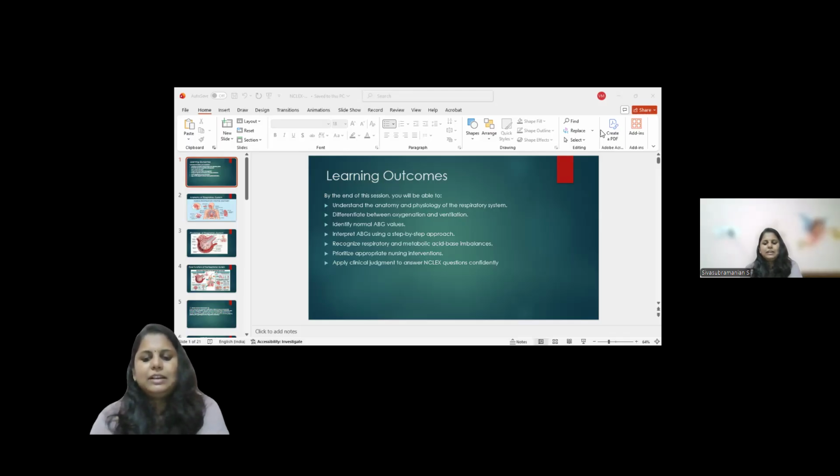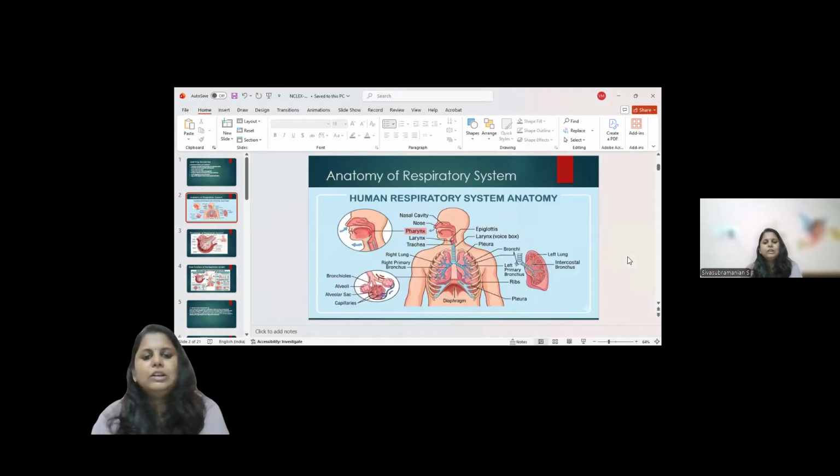Before discussing the topic, we must know about the anatomy of the respiratory system. So, our respiratory system consists of upper and lower respiratory tract. The upper respiratory tract starts with the nose, pharynx, and larynx. In the nose, usually the air will enter into that passage. It has filters like ciliary hair-like structures, so it will filter the air when it enters into the nose.